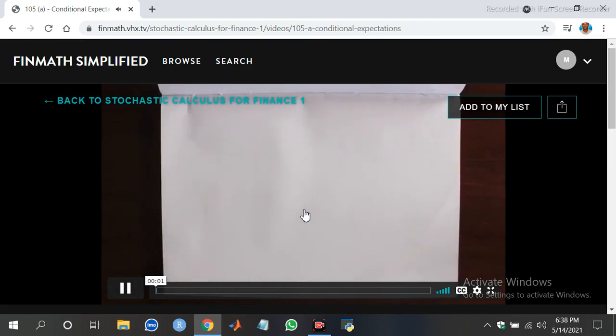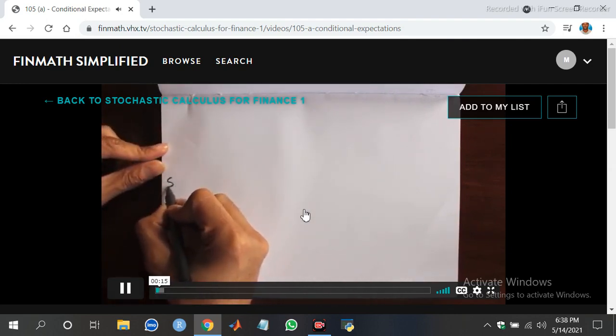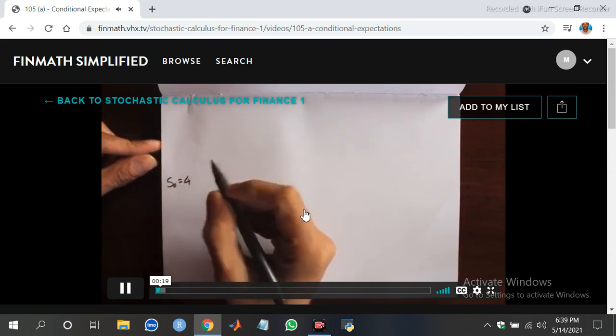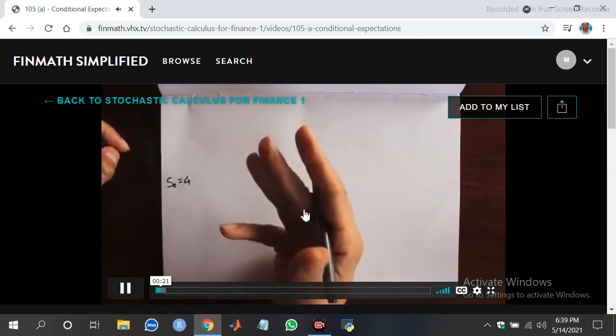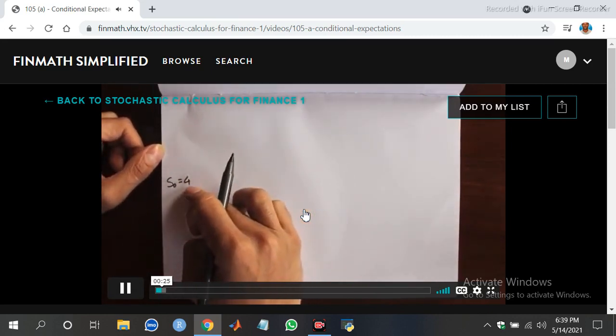Hi guys. So today let's talk about conditional expectation. Let's repeat the experiment from the last class. We're going to take a coin and toss it 3 times. Let's also have a stock whose value at time 0, denoted by S0, is 4. Every time we toss a head, the stock would double up, and every time we toss a tail, the stock would go down by half.